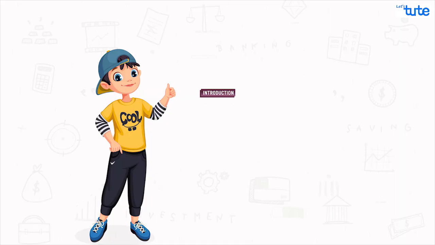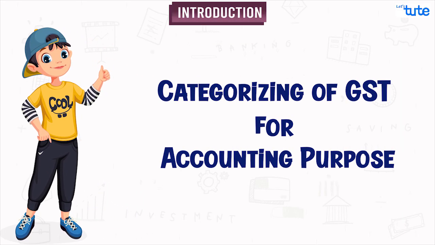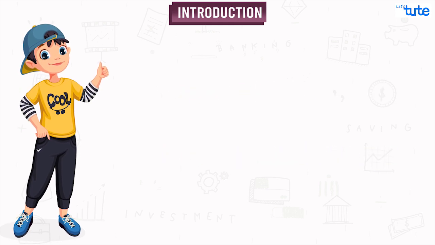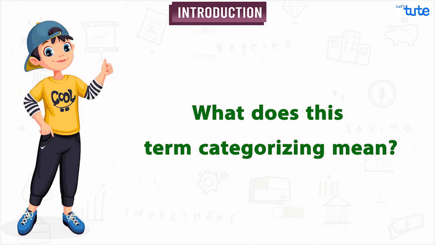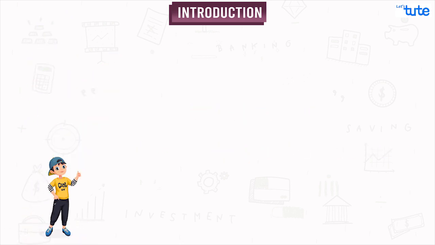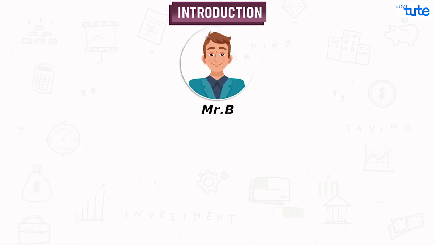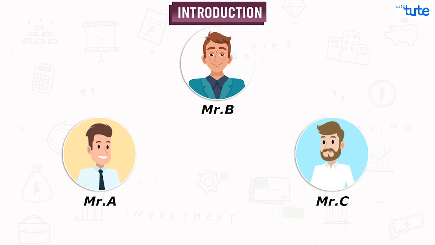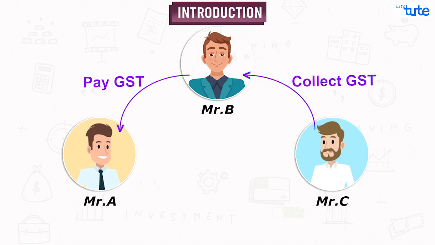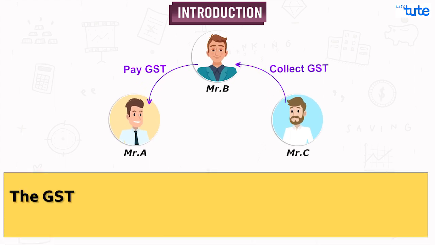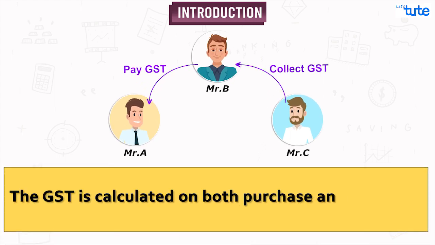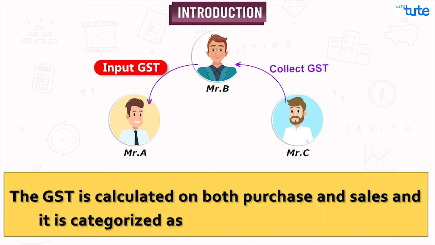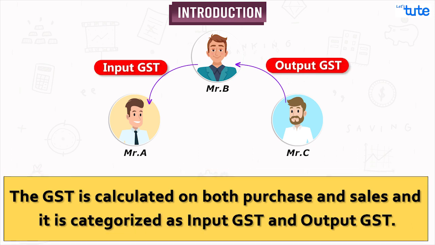In today's session, we will be discussing about categorizing of GST for accounting purpose. Now basically, what does this term categorizing mean? Let us take an example. Say we are Mr. B who purchased the goods from Mr. A and sold the goods to Mr. C. Now here, when we purchase the goods from Mr. A, we have to pay GST to him, and when we sold goods to Mr. C, we will collect GST from him. So the GST is calculated on both purchase and sales, and it is categorized as input GST and output GST.